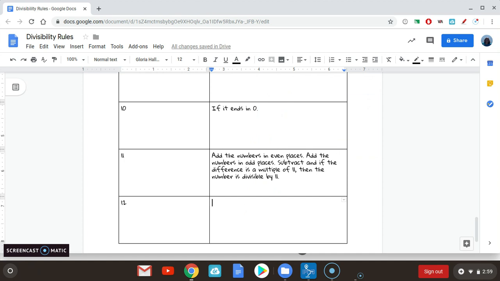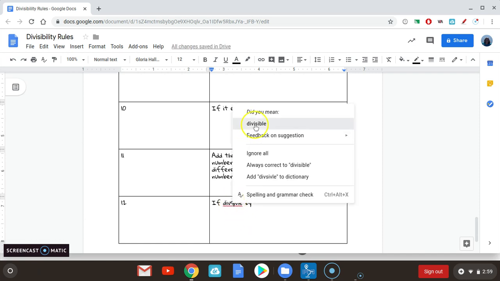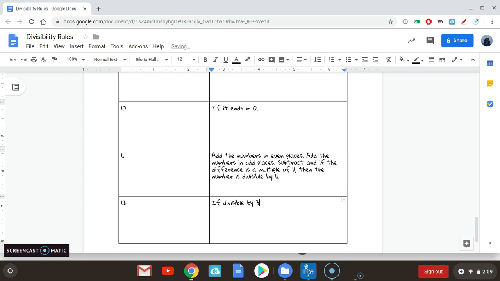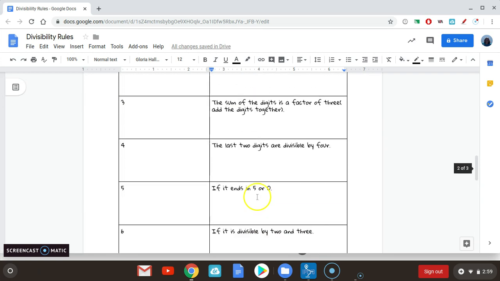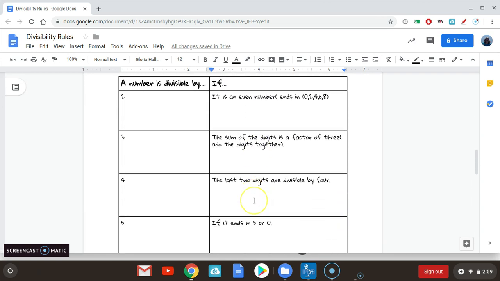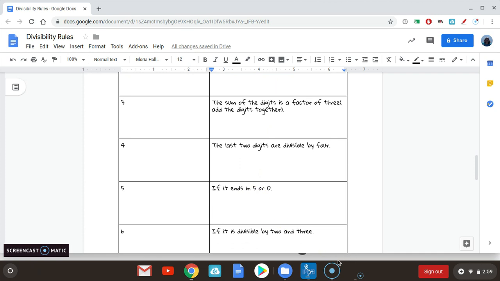And then 12, my last little rule, is going to be very similar to 6, except it needs to be divisible by 3 and 4. If it's divisible by 4 but not by 3, it's not going to be divisible by 12. So go ahead and pause the video, go back, add any of the notes that you need to add, and then we will work on the next part of our lesson.